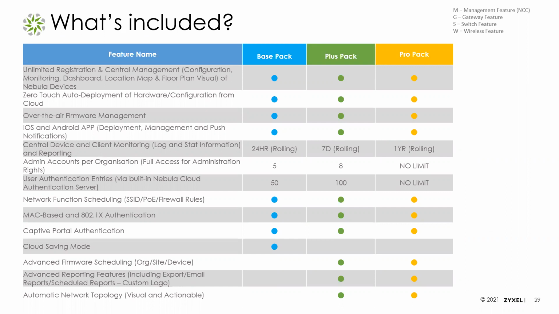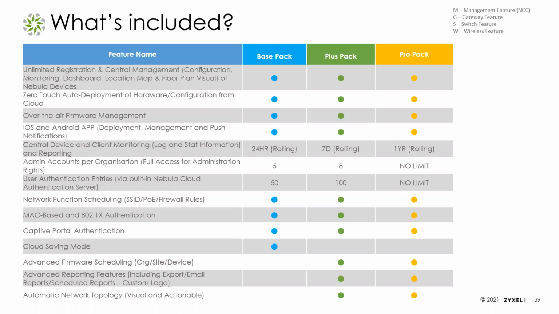Now, one of the areas where we start seeing some differences here is when it comes to logs and stat information. The free version of Nebula will only store 24 hours of logs in the cloud. Plus Pack is going to store a week's worth of information in the cloud, and then the Pro Pack is going to store a year's worth of logs in the cloud. Now, Nebula does still give you the ability to export your logs to syslog. So if you need more than 24 hours on the free version, you can always set up your own syslog server and have it export the logs to there.